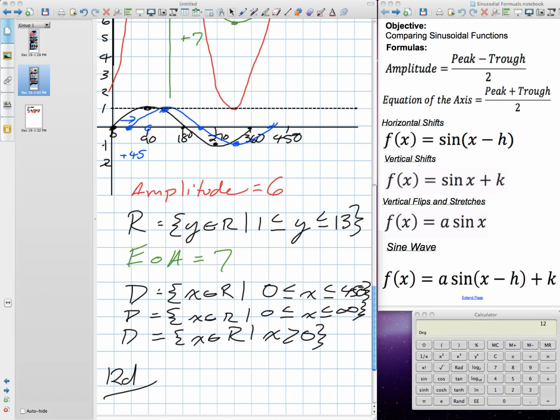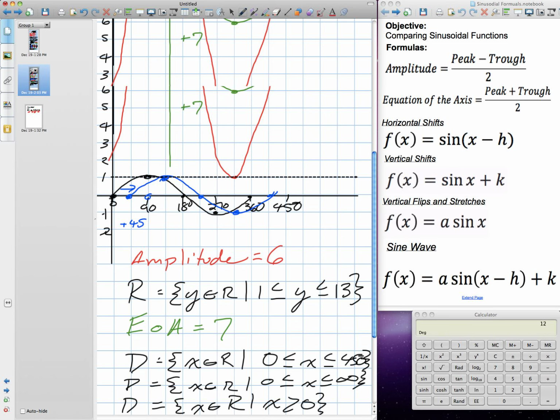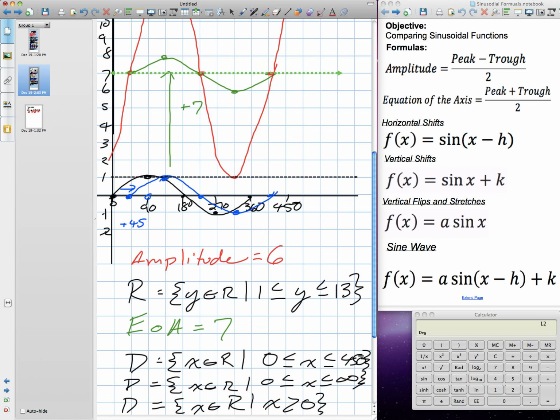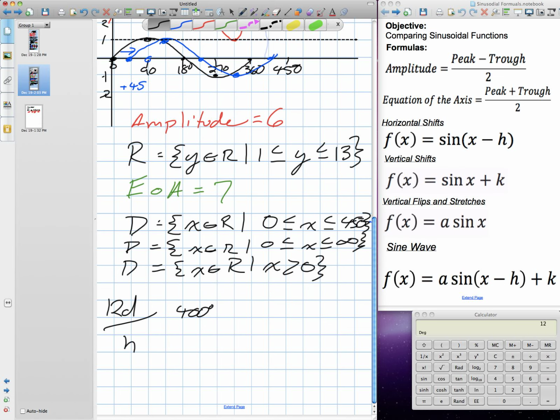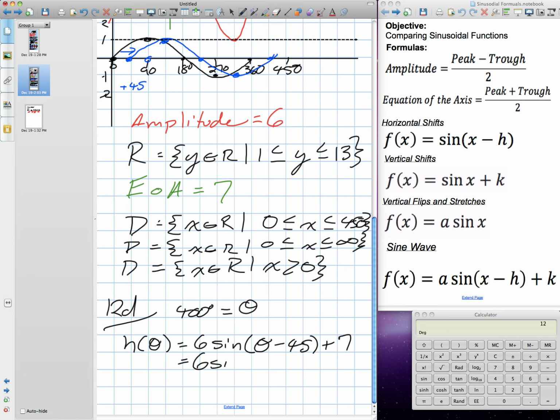Okay, 12D. It asks us what the height was at 400 degrees, okay? So when I look at this on the graph, 400 degrees, well, I'm somewhere before this line. I can't really tell, okay? So what we're going to do instead is we're going to go back to that equation they gave us, the equation they gave us at the beginning, which was our h of theta. Remember it was h(θ) = 6 sin(θ − 45) + 7. What we're going to do is 400 degrees is our theta. So we're going to plug 400 in, and we're going to solve on our calculator.